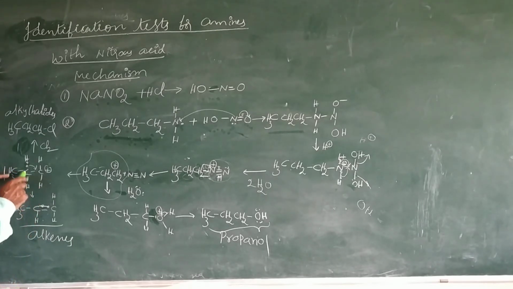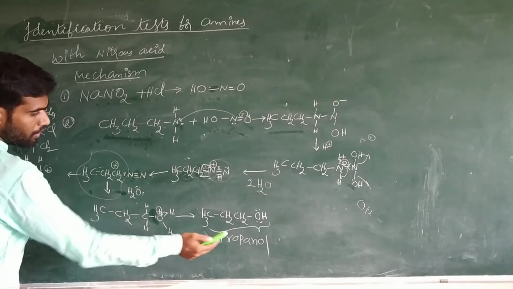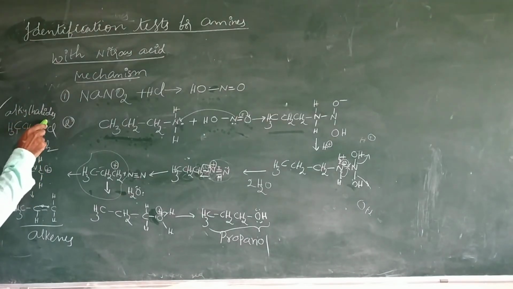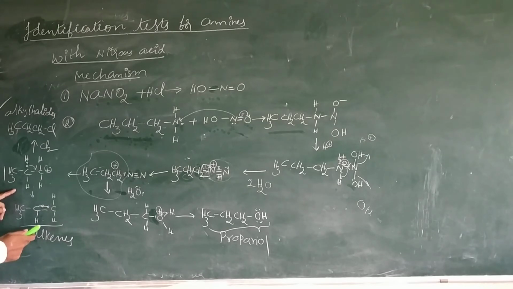One more: if this carbocation reacts with the halogen atoms, formation of alkyl halides takes place. If the carbocation reacts with the water molecule, formation of alcohols takes place. If the carbocation reacts with halogens, alkyl halides are formed. If the carbocation is involved in an elimination reaction, formation of alkenes takes place. This is the elimination reaction. This one is halogenation and reaction with the water molecule.